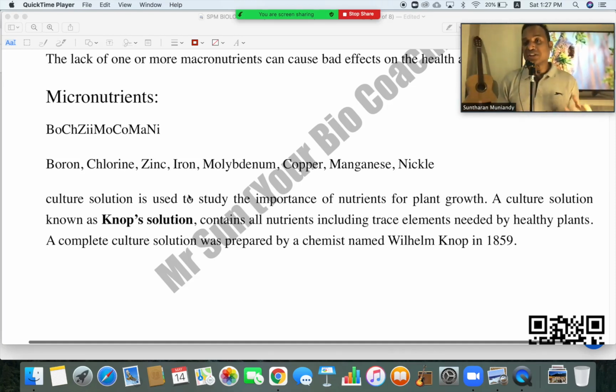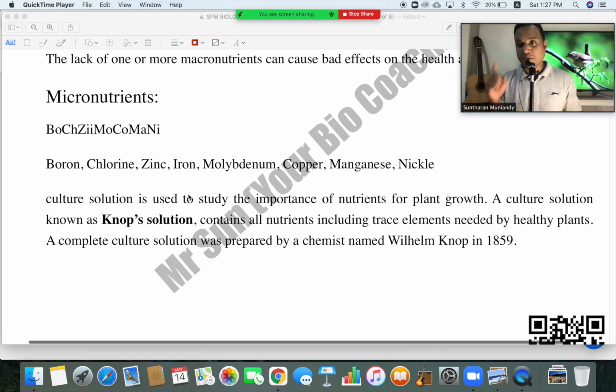The culture solution that we are looking at is known as the Knop's solution. Now remember, when you write Knop's solution, the K has to be capital because it refers to kata nama am, so it is referring to a person's name. These two people are actually Wilhelm and Knop, in 1859, that's long ago. They created this culture solution to study the effect on plant growth.